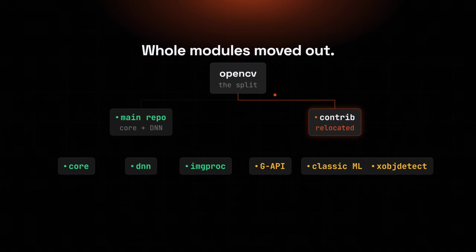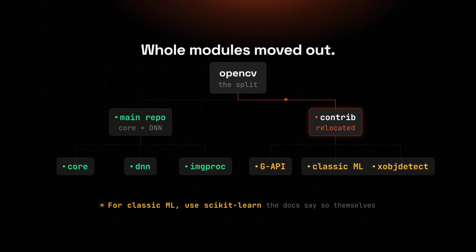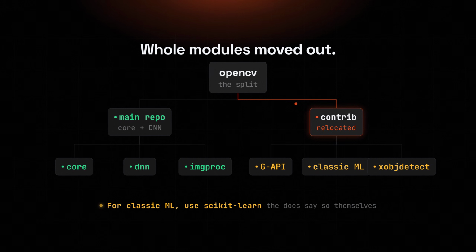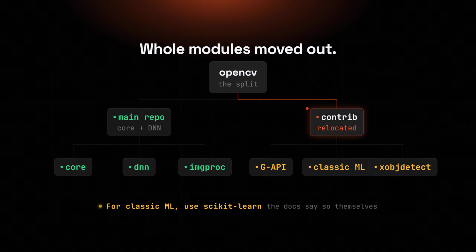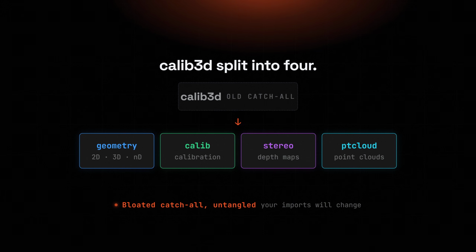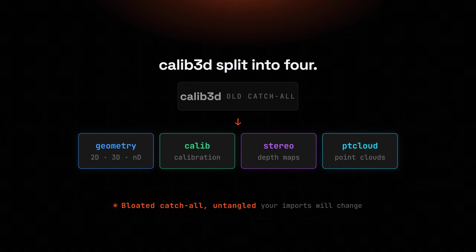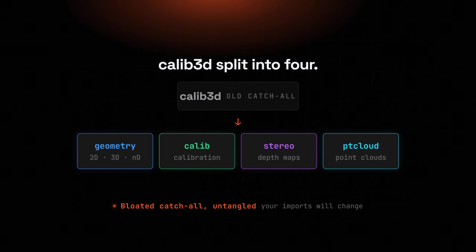Entire modules moved out. The Graph API and the classic machine learning module were pushed into OpenCV Contrib. For traditional ML, the docs now literally point you at scikit-learn instead. OpenVX support was dropped entirely. And that giant bloated calib3d module, the one everyone complained about, got split into 4 focused modules: geometry, calibration, stereo, and point clouds. Your imports will change, but the code finally makes sense.